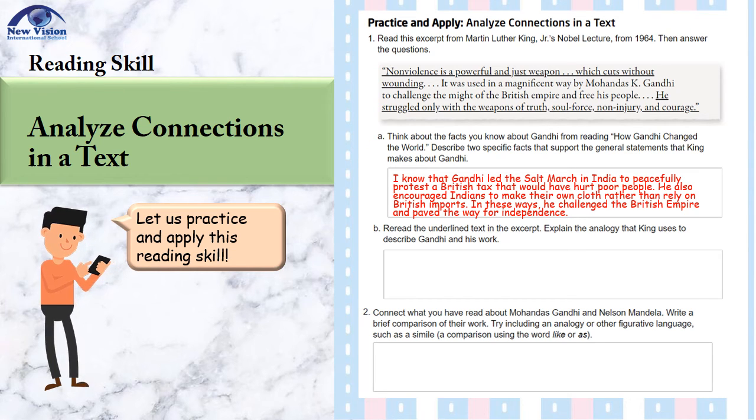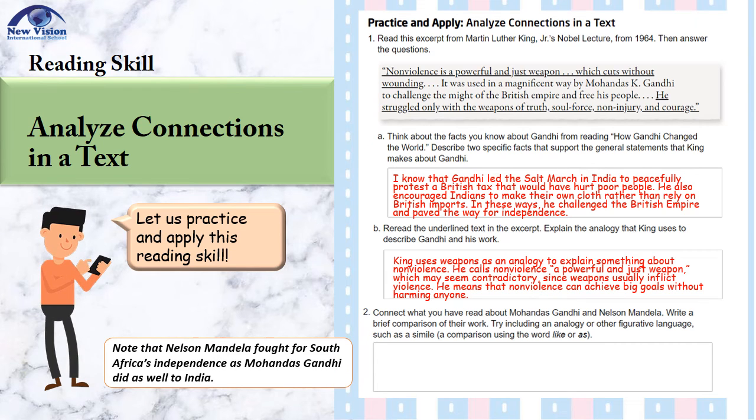This could be a possible answer. King uses weapons as an analogy to explain something about nonviolence. He calls nonviolence a powerful and just weapon, which may seem contradictory since weapons usually inflict violence. He means that nonviolence can achieve big goals without harming anyone.